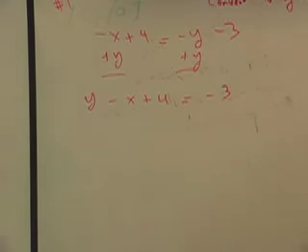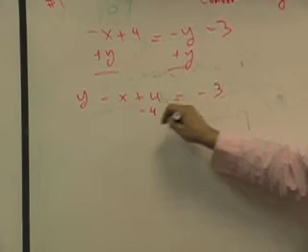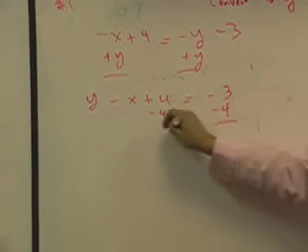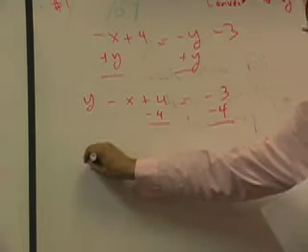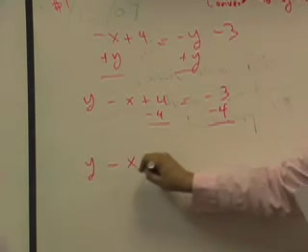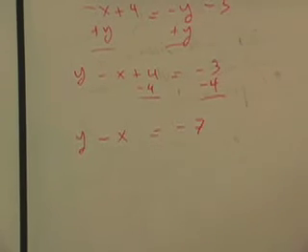Amanda, what's our next step? Subtract 4. Yeah, we could do that. Okay, what do we get, Mickey? y minus x equals negative 7. Negative 7, good.